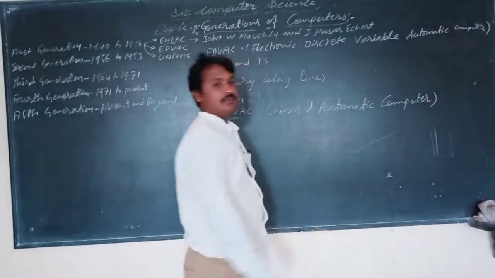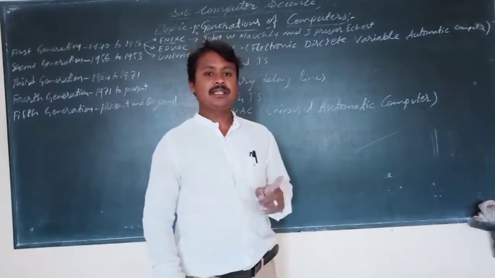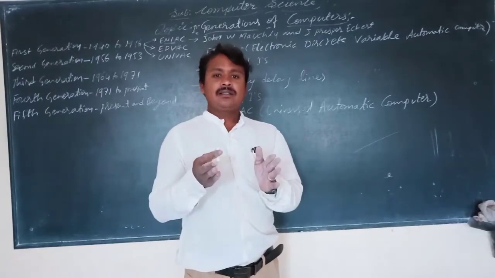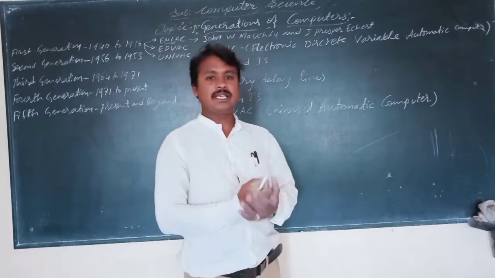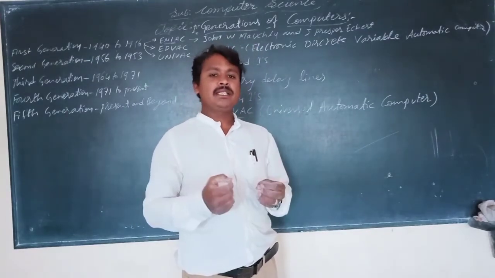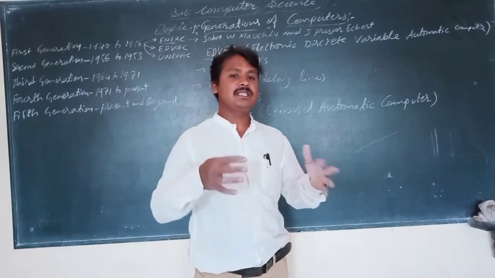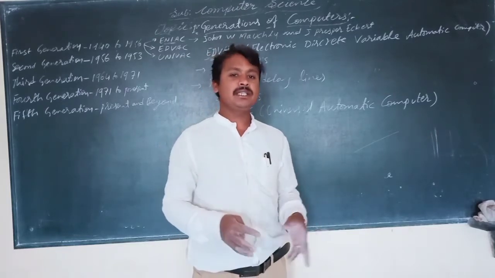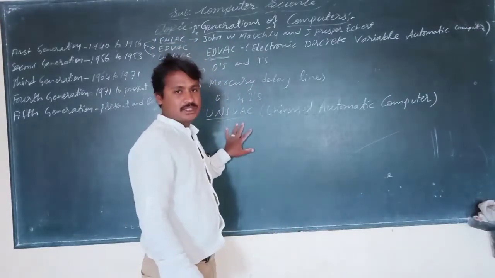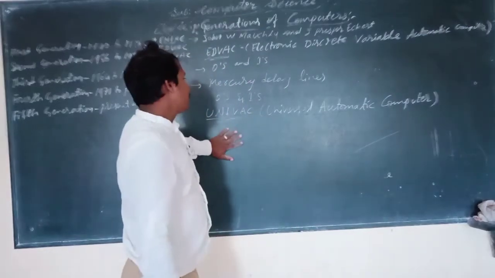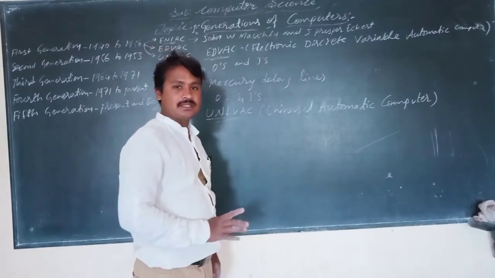Universal Automatic Computer. This was the first computer, and we can say this was the first commercial computer developed by the United States. Understood everybody? Commercially it is available. Anybody who needs it can purchase it. Understood everybody? These are all the details about first generation computers.